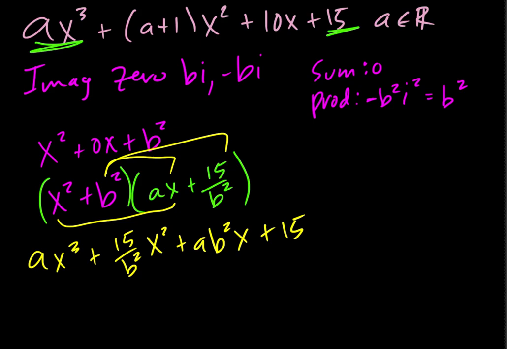Now we need to compare the coefficients. So a equals a doesn't really help. a plus 1 is equal to 15 over b squared might be helpful. And then 10 is equal to ab squared, and then 15 equals 15 is not helpful.